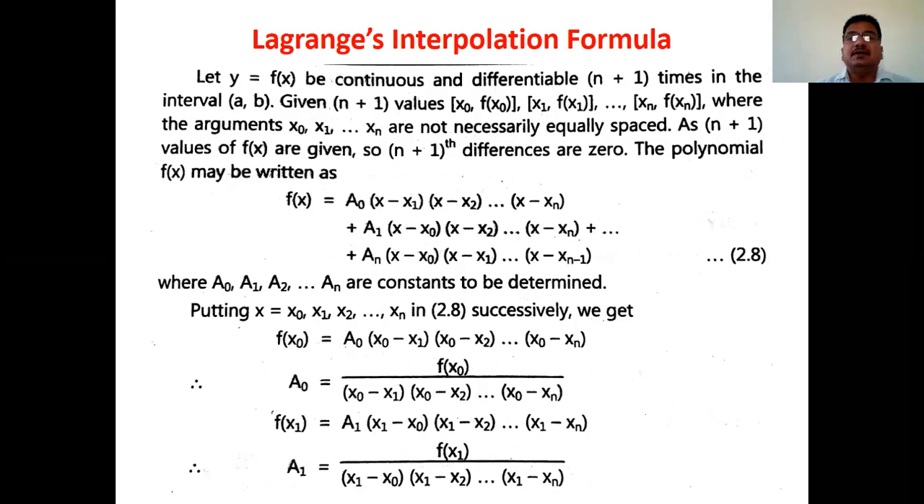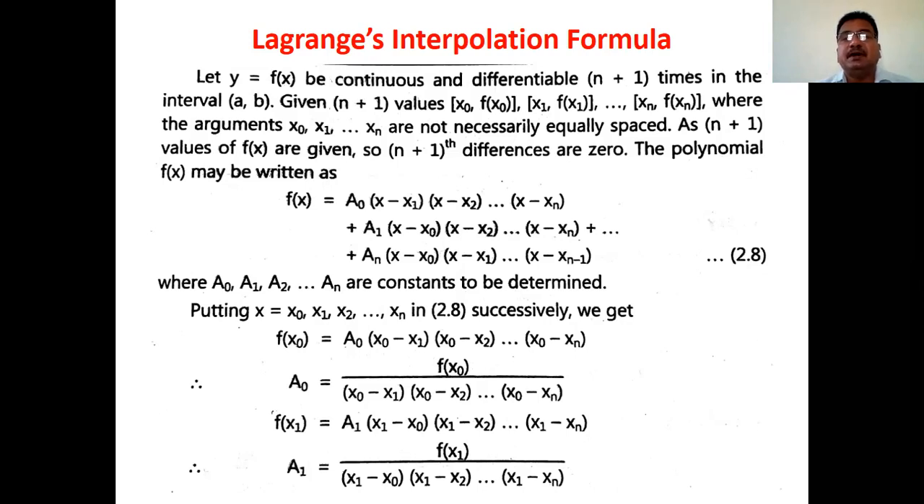So in the previous two formulas, that is, Newton's forward interpolation formula and Newton's backward interpolation formula, the values of x are equidistant. So that condition is necessary in those two applications of the formulas. But in this formula, it is not necessary to have equidistant points, that is, these x0, x1, x2 may or may not be equidistant. Not necessarily equally spaced means these values of x may or may not be equidistant.